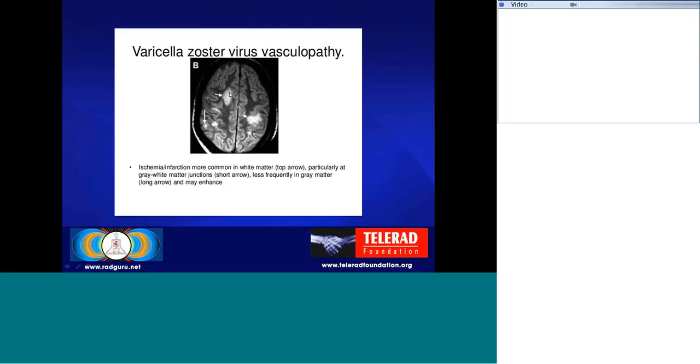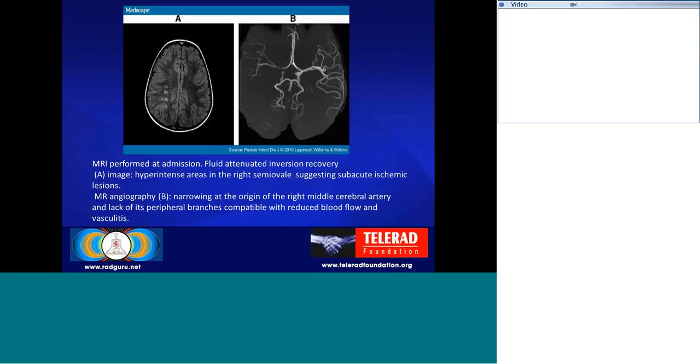We can see on the FLAIR images that in the white matter, in the anterior centrum semiovale, there are hyperintense signals. There's also cortical gray matter involvement, and also involvement at the junction of gray and white matter. We see ischemic changes in all these cortical, subcortical, and gray-white matter junctions. In children, this indicates Varicella-zoster infection, encephalitis.